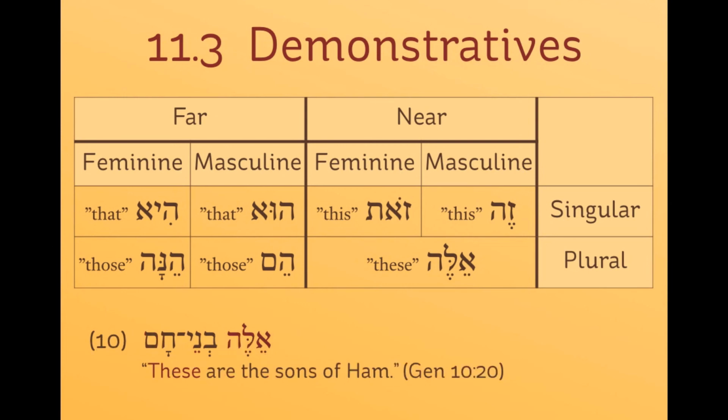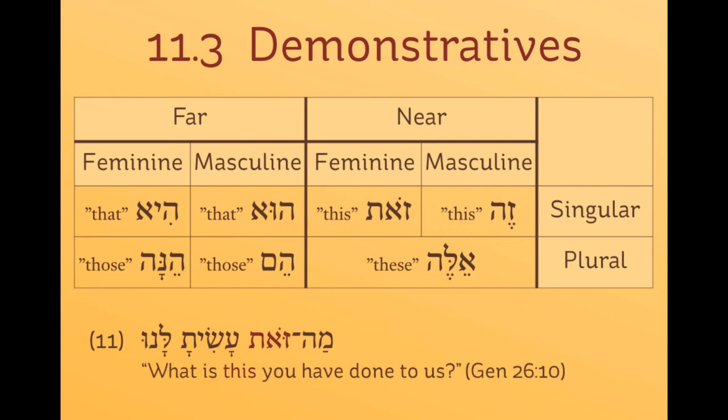The other function is that the demonstrative could take the place of a noun, and in this case, it will never have the article, and it can occur anywhere in a sentence. Ele v'nei Cham. These are the sons of Ham. And another occurrence of a demonstrative taking the place of a noun, ma zot asita lanu. What is this that you have done to us?